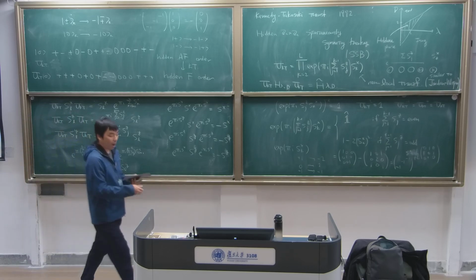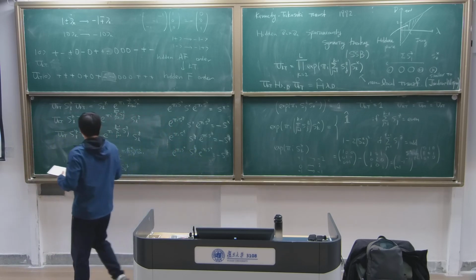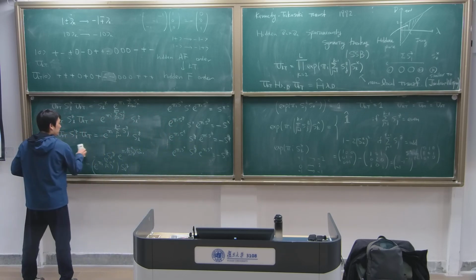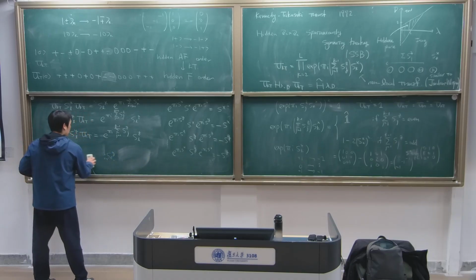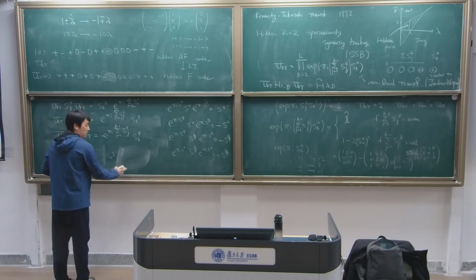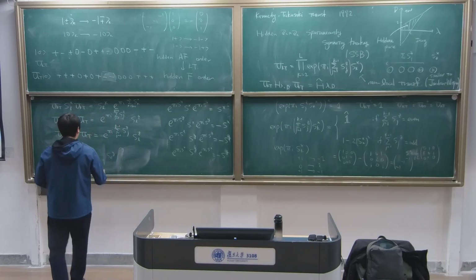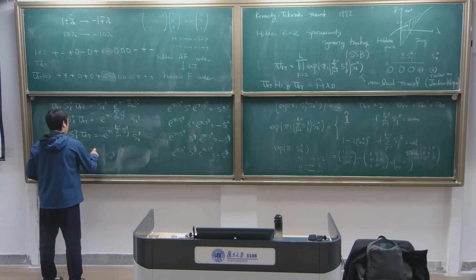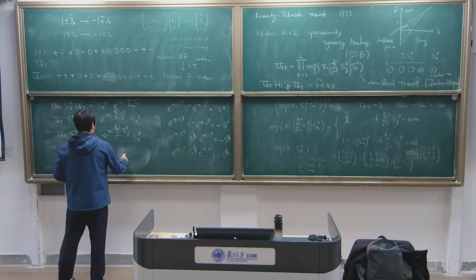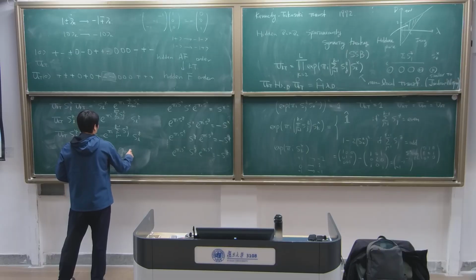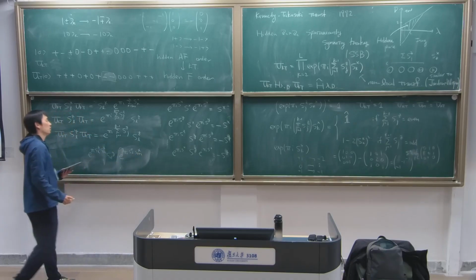So the relevant part becomes like this. The relevant part is e to the pi i S^z_L S^z_{L+1} x e to the pi i, like this.